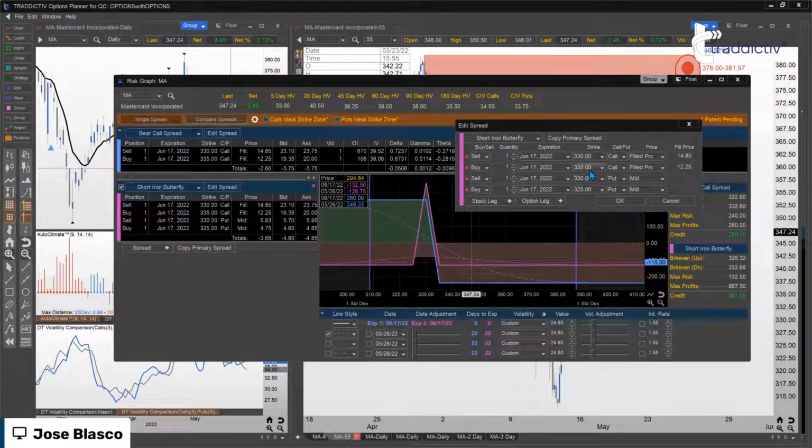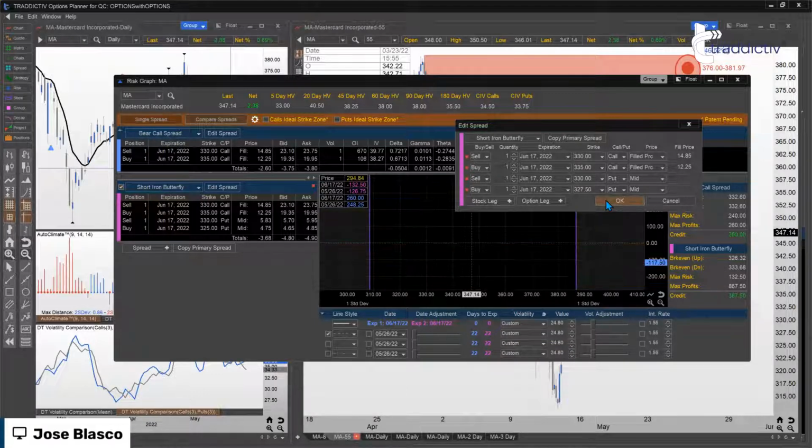But instead of utilizing the same distance between 330, 335, 330, 325, I was to vary the distance. For example, from 330 to 325, I got $5 of strike price increment. What if I make it 2.5? What if I make it less? What's going to happen? Take a look.